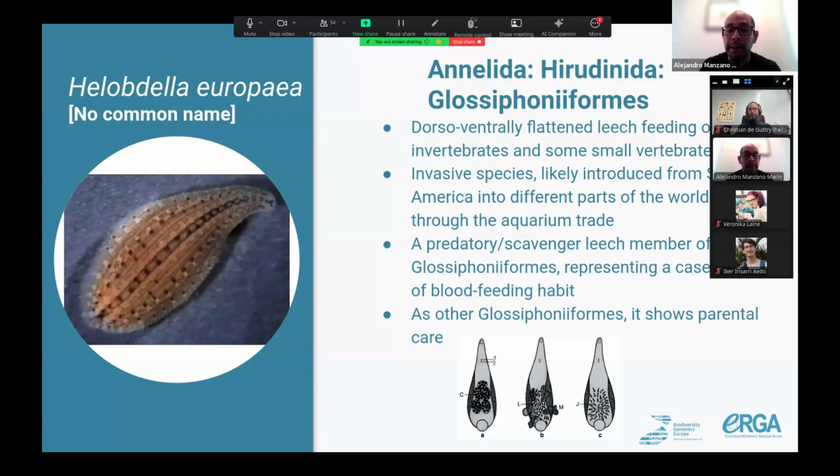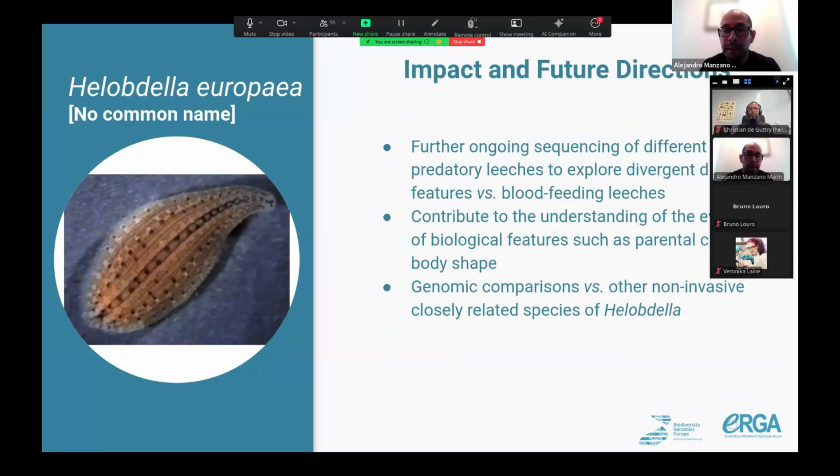What is very interesting about this leech is that it belongs to an order where we know it has actually lost the ability to feed on blood. So it's one of the representatives that have repeatedly lost the ability to feed on blood. And like all members of Glossiphoniiformes, it also shows parental care, which is a unique trait evolved in this order of leeches, which means that they deposit their cocoons on their belly. These cocoons are going to hatch into leeches, and then they're taken to the first feed.